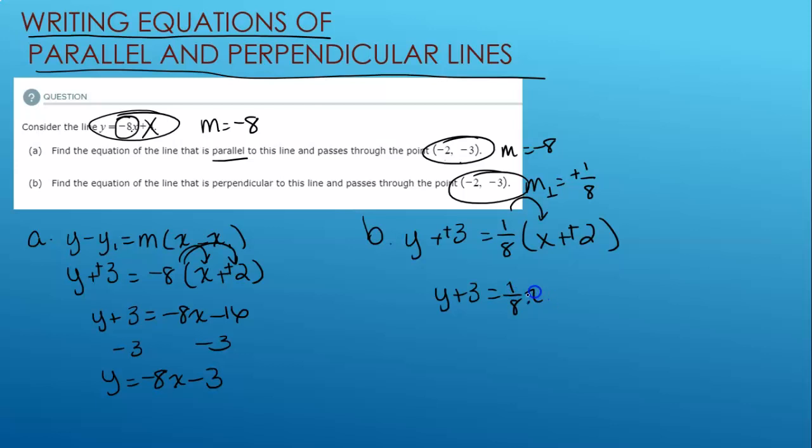1/8 times x is 1/8 x. You can do this in your calculator, 1/8 times 2 if you're struggling. If you want to do it off to the side, you can. That's 2/8, which reduces to 1/4. Now we're going to subtract 3 from each side, so we get 1/8 x.